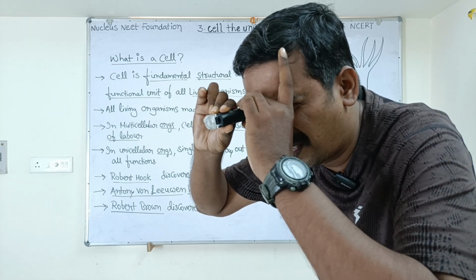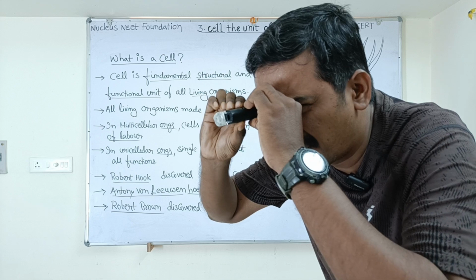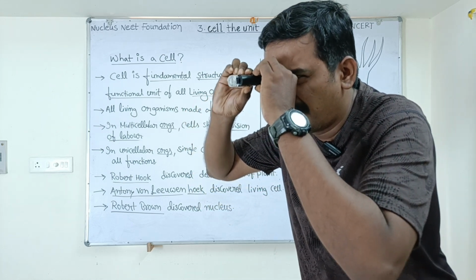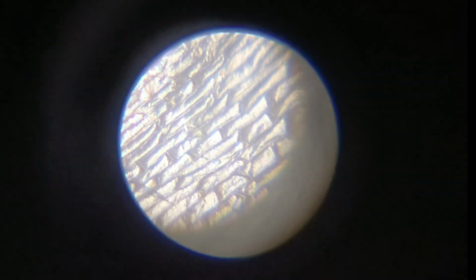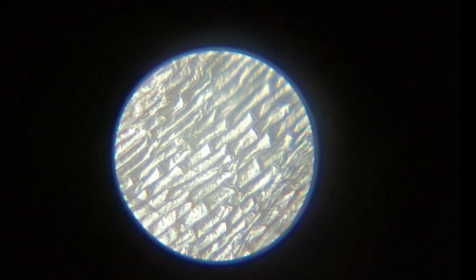Wow, I can see beautiful rectangular shaped cells of onion. Wow, wow, wow. Do you want to see? Wow, look here. Now let me make some adjustments, a little bit. Yes, now you can see the onion cells under the microscope.